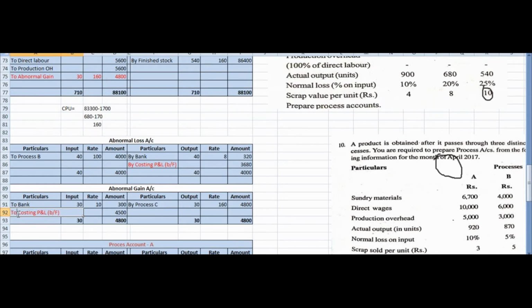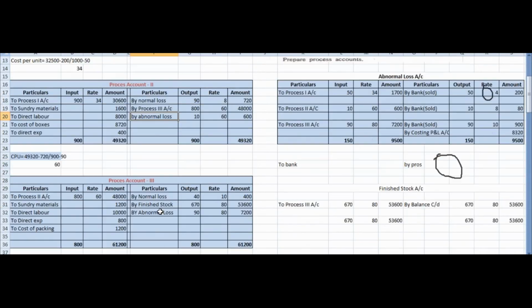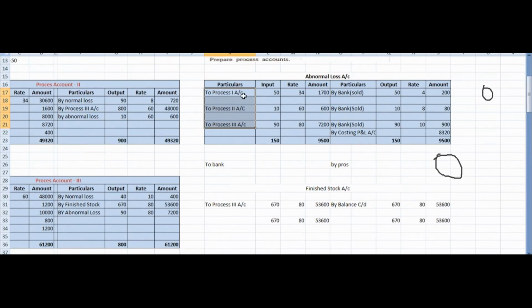I will repeat it once again. If it is in all the processes, if there is loss, I have already shown this side. In this question, process 1, process 2, and process 3 all have loss. Remember that if all processes have loss, no need to find separately for process 1 an abnormal loss account, process 2 a separate abnormal loss account, not like that. All process losses are to be taken as abnormal loss only once.